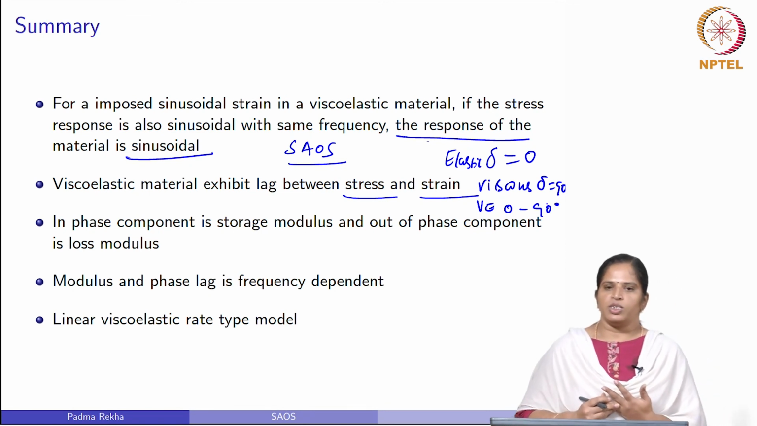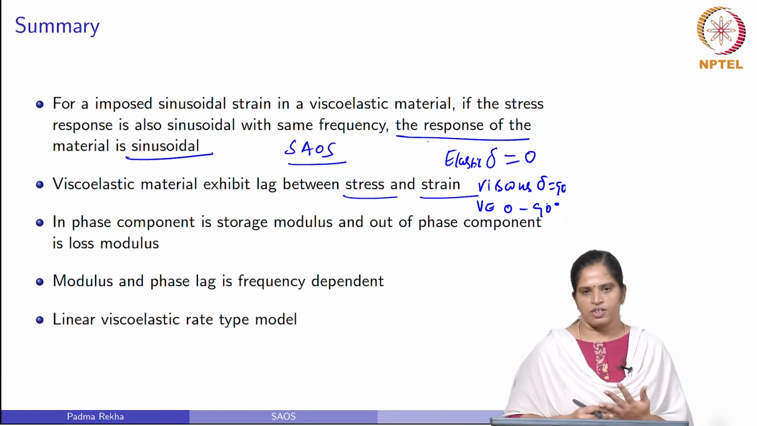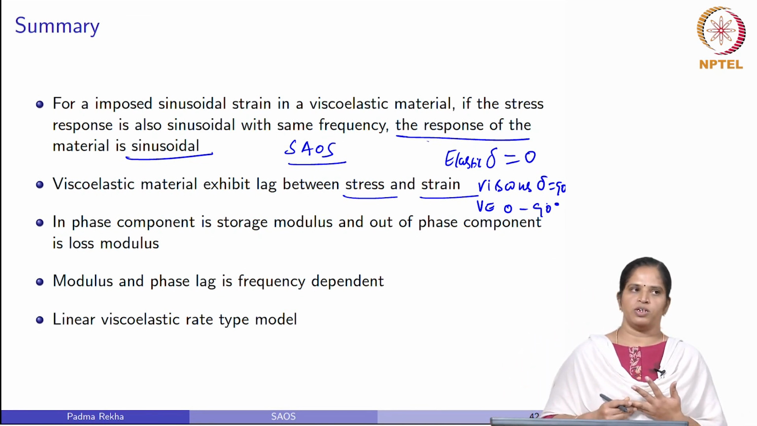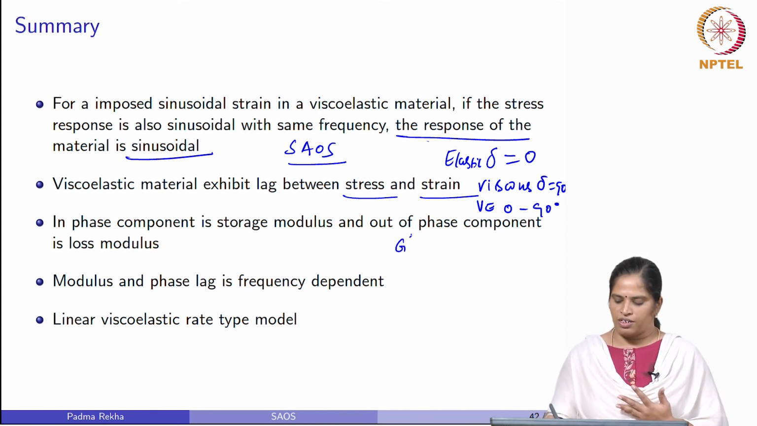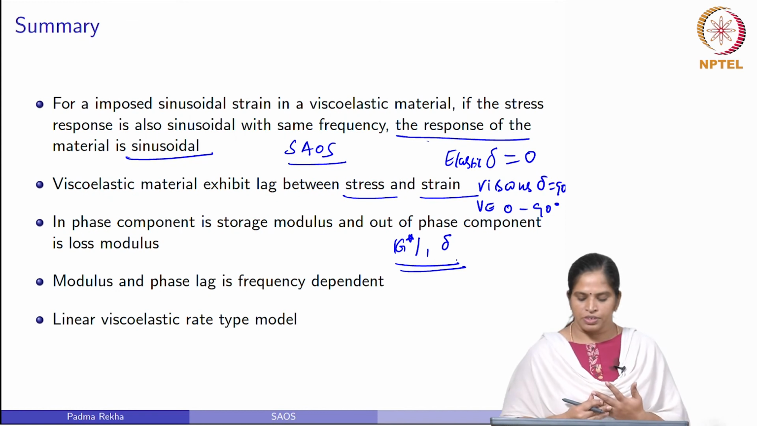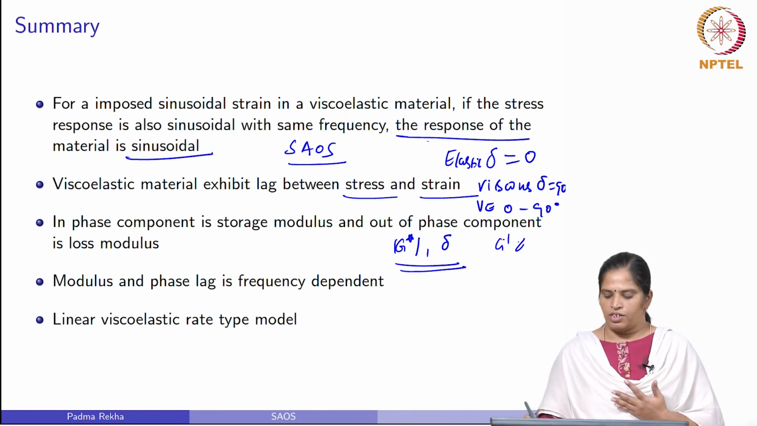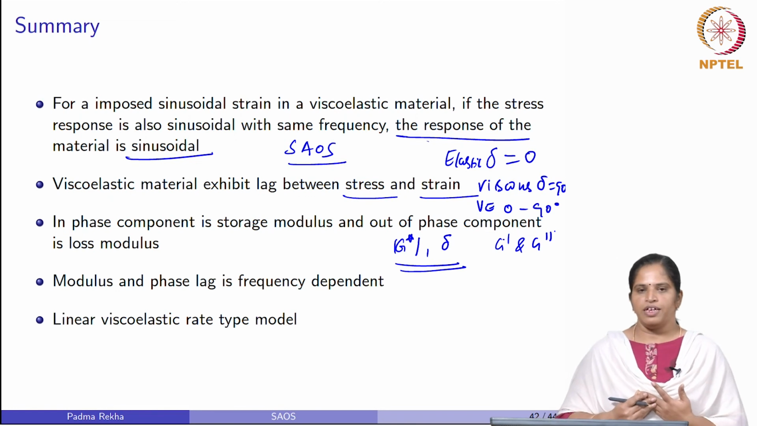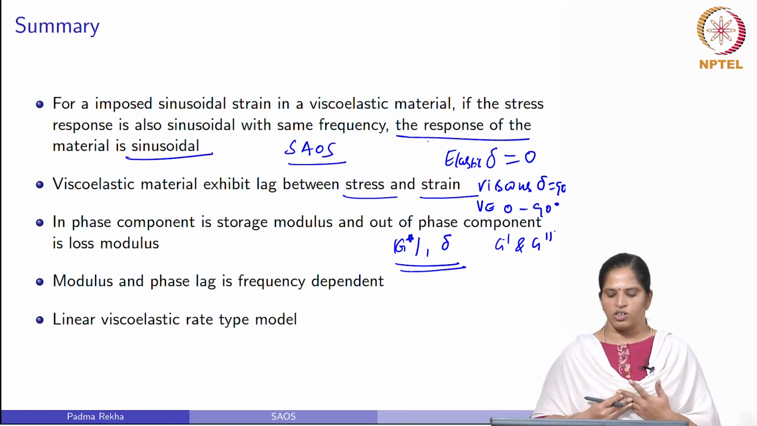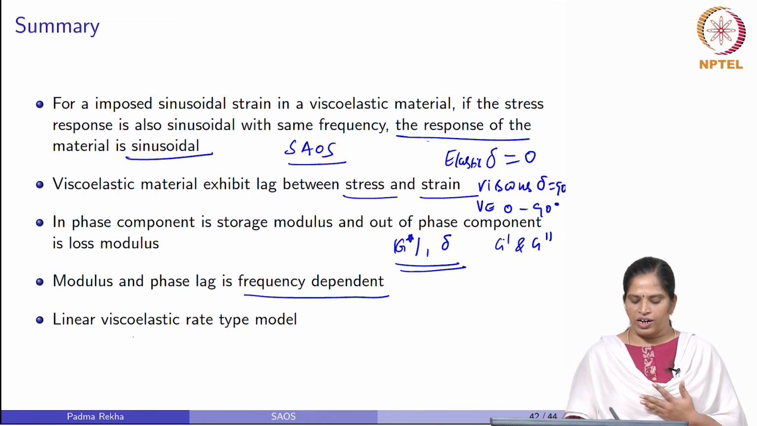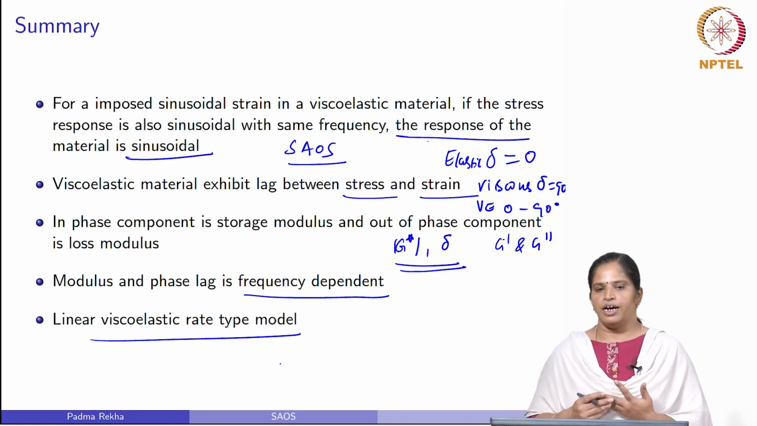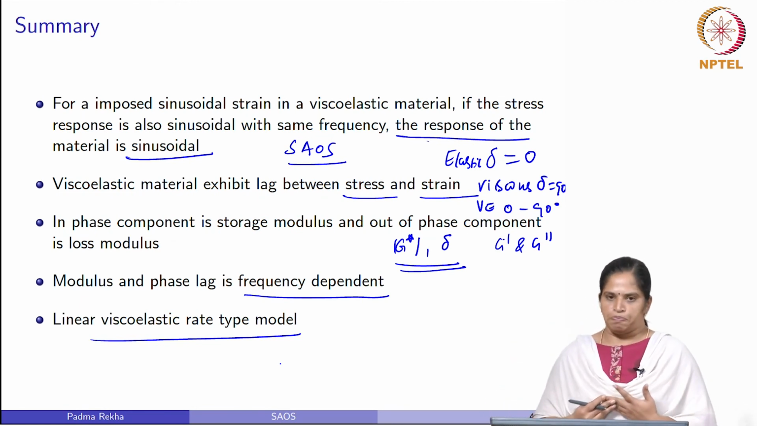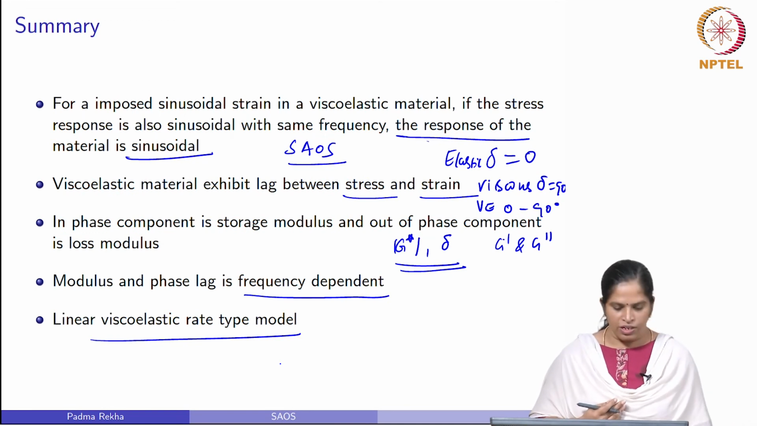To define material functions for oscillatory shear, we saw the storage modulus and the loss modulus, and both are frequency dependent functions. We can also use the dynamic modulus and phase angle for defining the characteristic behavior of the material, or we can use the storage modulus and the loss modulus. We have seen that these modulus functions and the lag functions are frequency dependent. We have seen three rate type models, the Maxwell model, the Kelvin model and the Burger's model, and their predictions for a linear viscoelastic response.